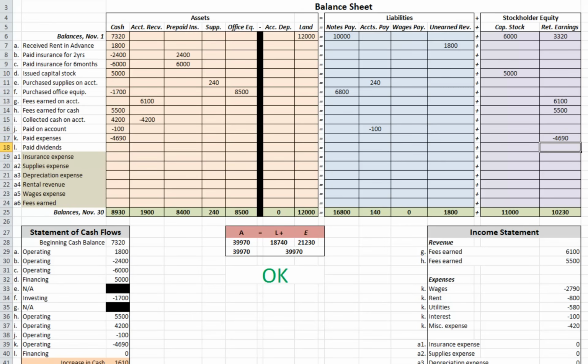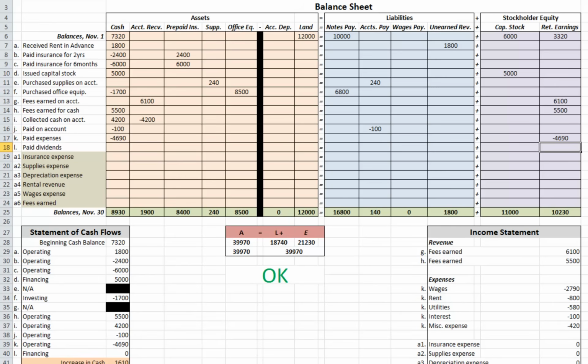So we have the OK sign, so our balance sheet is now balanced. And if you look at our statement of cash flows, we have a cash operating outflow of $4,690, which should make sense. That's what we just paid our expenses out of.